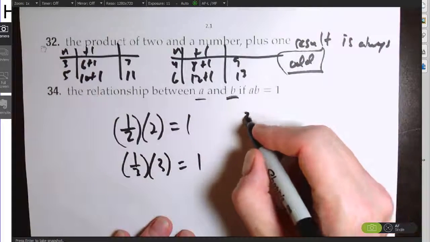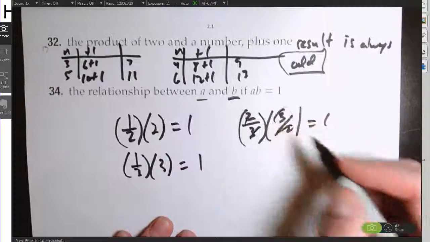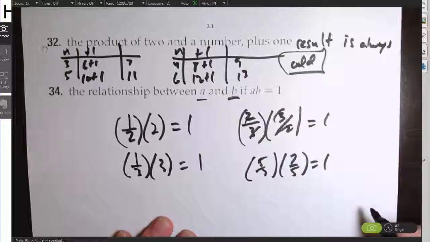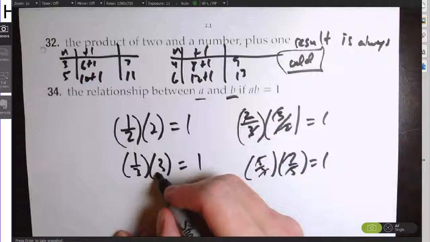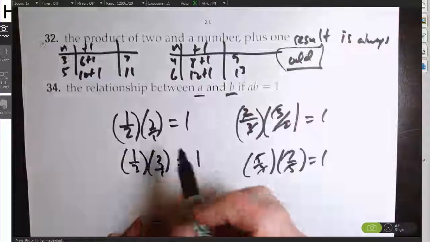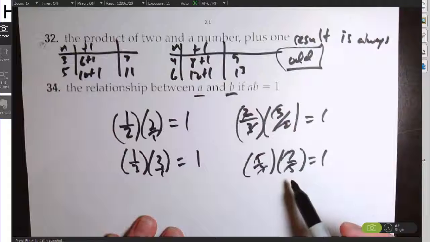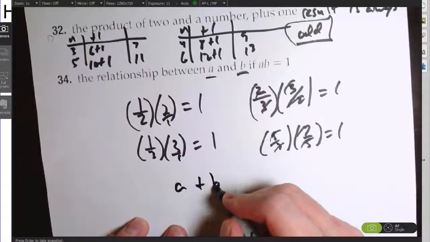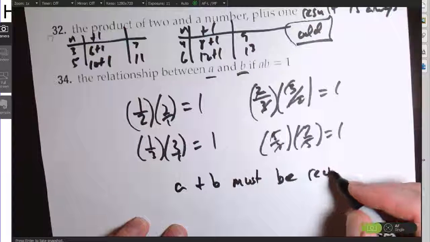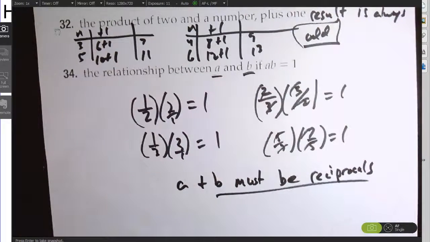Then you start to get fancy. You might say, oh, wait a second, 2/3 and 3/2 also equal 1 because the 3's and the 2's cancel. And 5/7 and 7/5 equal 1 because again, those cancel. 3 over 1, 2 over 1 also cancel. So these are all a bunch of numbers that have a product of 1. What's the relationship between 1/2 and 2, 1/3 and 3, 2/3, 3/2, 5/7, 7/5? A and B must be reciprocals. Okay, so that's the relationship.